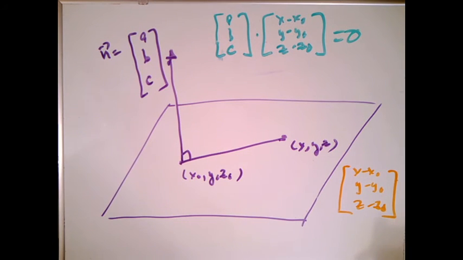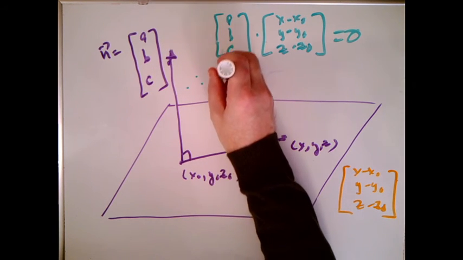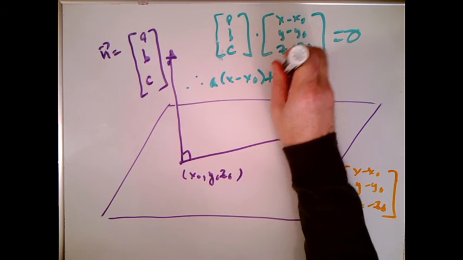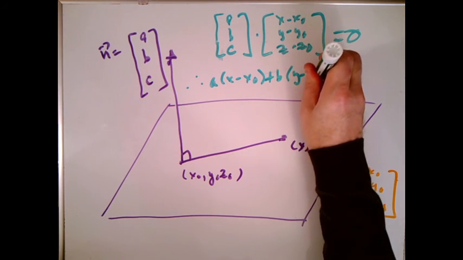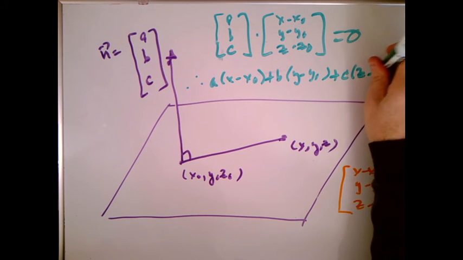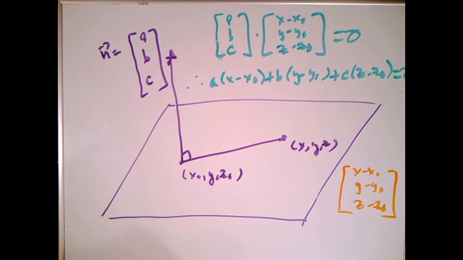Well, we now know how to take the dot product of two things, so we're just going to do this, and we're going to get our final answer. We're going to get A times x minus x naught plus B times y minus y naught plus C times z minus z naught equals 0. And that's called the point normal form of a plane.